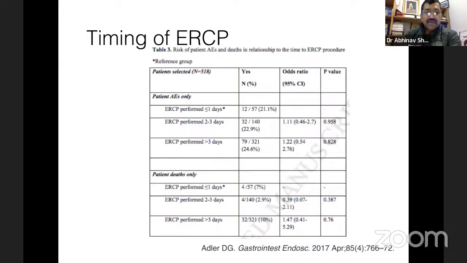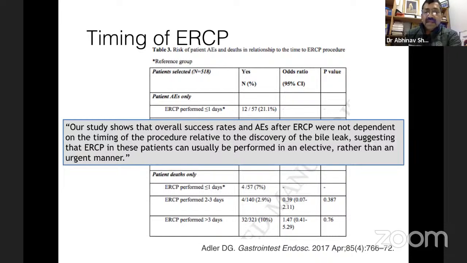When it comes to adverse events, complications and death, again, the data says the difference is not statistically significant. So timing of ERCP doesn't matter with respect to adverse events and with respect to resolution of leak, as far as this study goes.